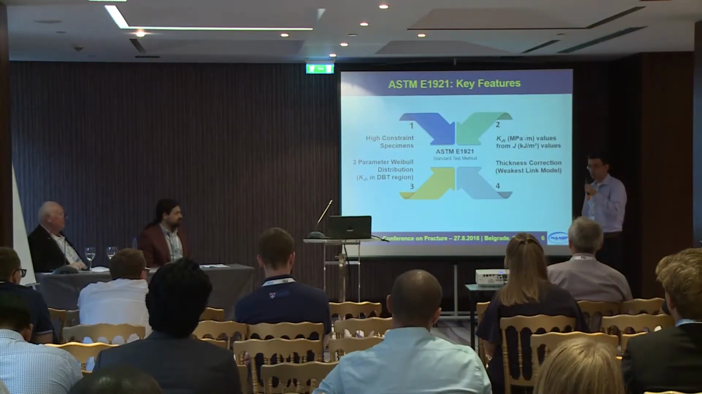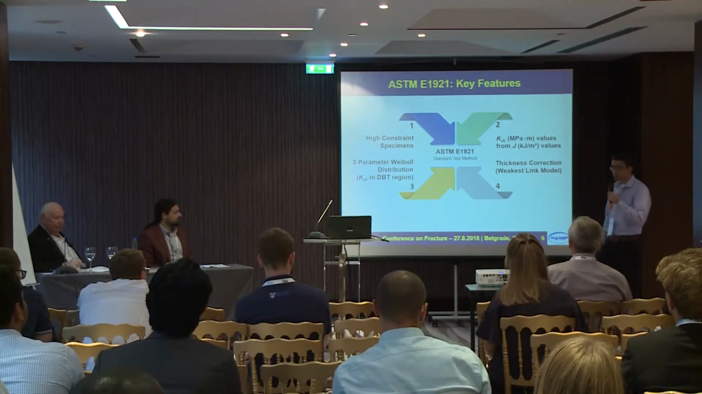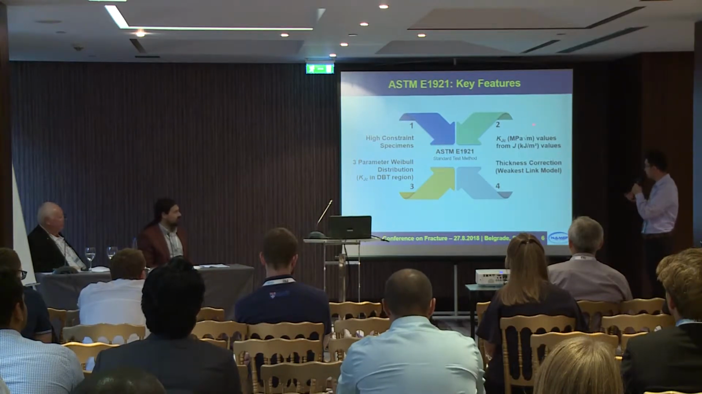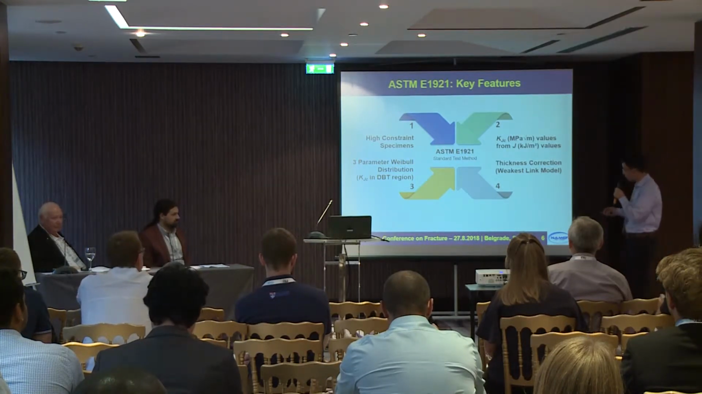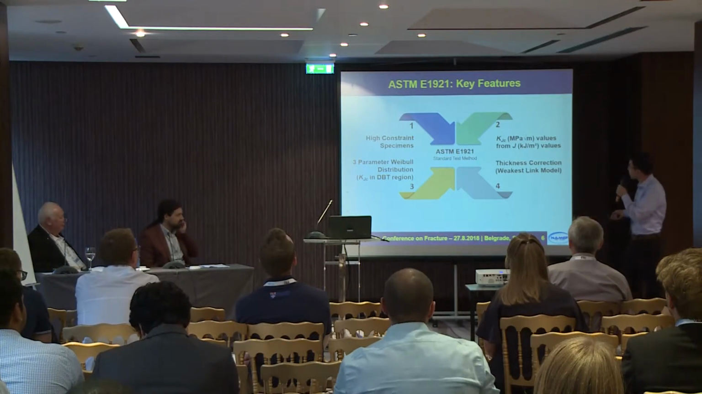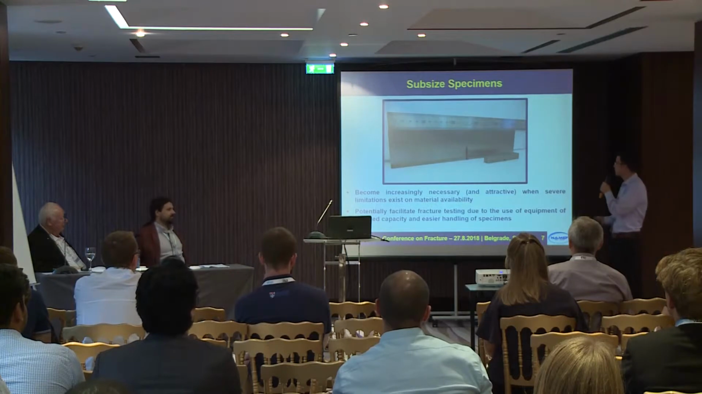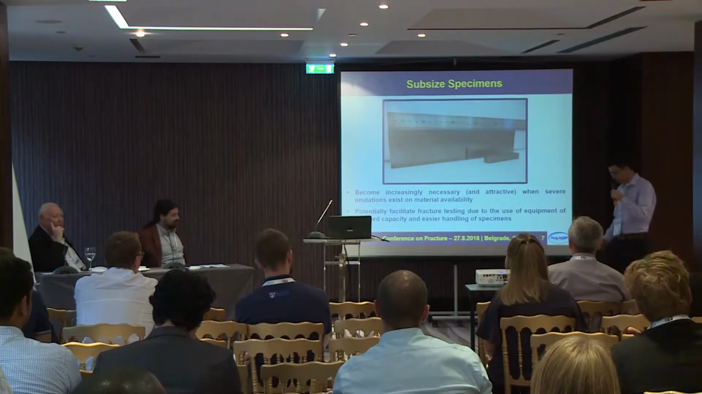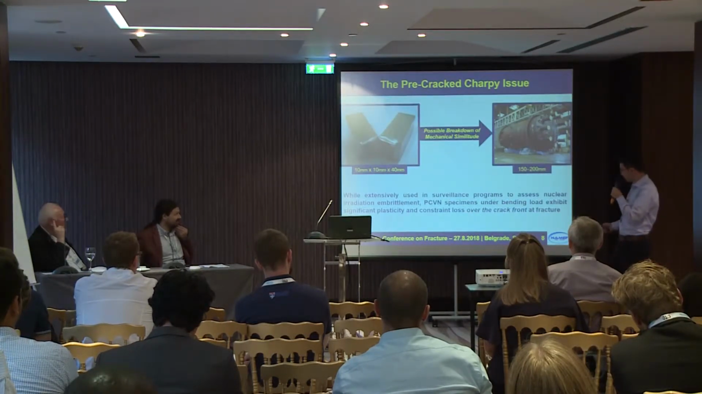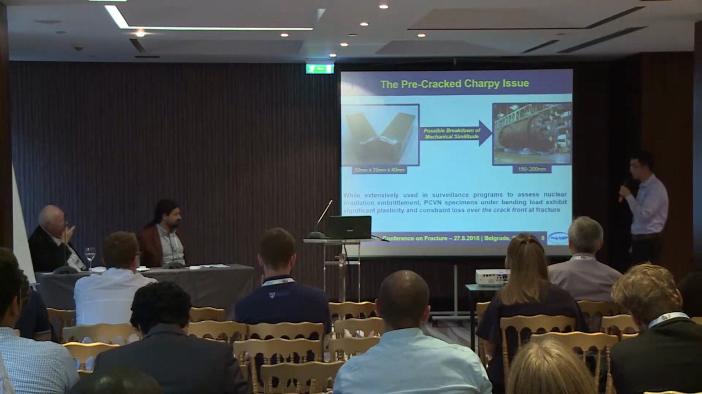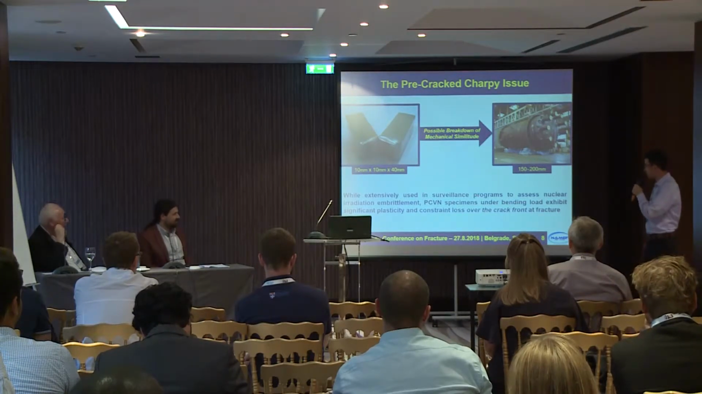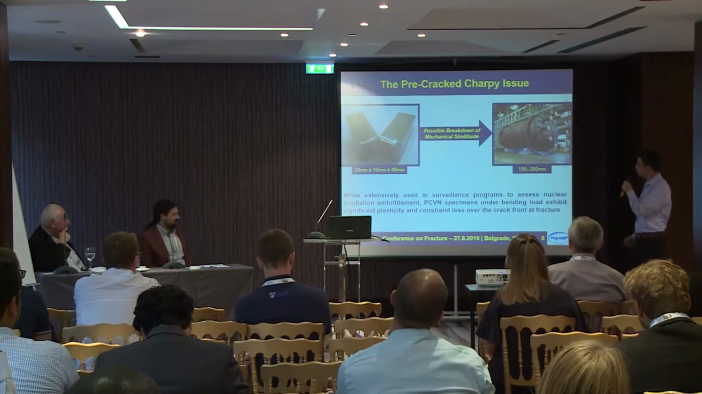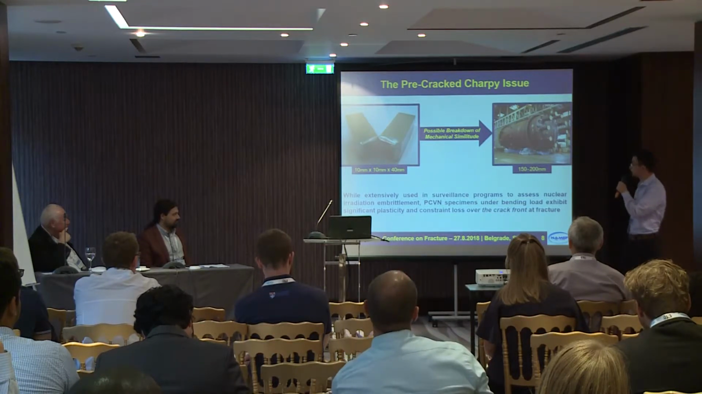And the standard test method for determination of the reference temperature has some key features, such as high constraint specimens, the KJC values are obtained from J values, and among other features, as we can see in this picture. And in some cases, the use of sub-size specimens becomes increasingly necessary due to severe limitations on the material availability. While extensively used in surveillance programs to assess nuclear irradiation embrittlement, pre-cracked sharp specimens under bending load exhibit significant plasticity and constraint loss, which can result in a possible breakdown of mechanical similitude.